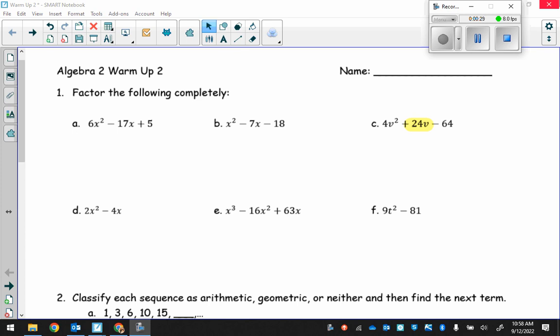Excellent. For c, there was a greatest common factor. Hopefully you fixed that middle term with 24. Factor out a 4, and then you're left with v plus 8 and v minus 2. Excellent. For d, the greatest common factor is 2x. You're just left with x minus 2, as far as you could go. For e, the greatest common factor was x, and you're left with x minus 7 and x minus 9.